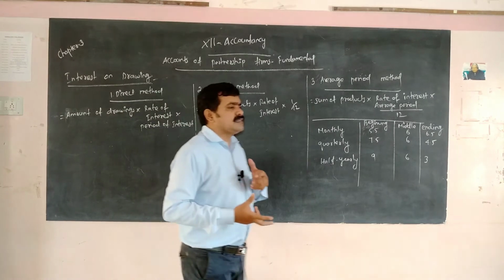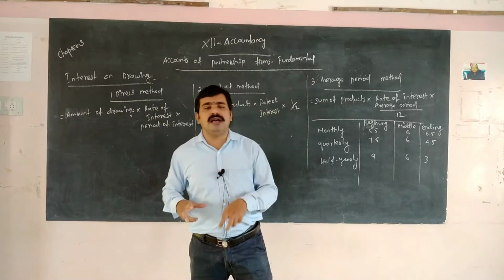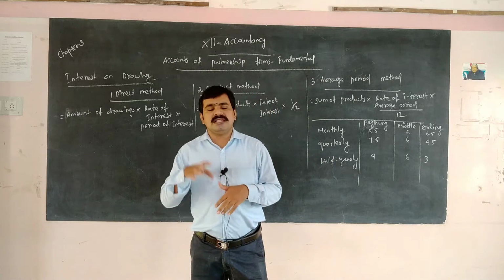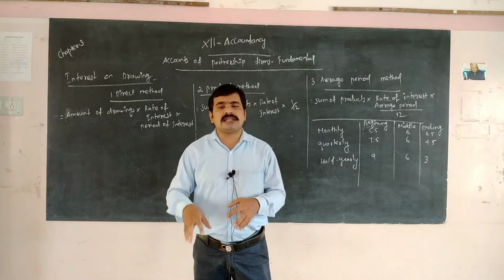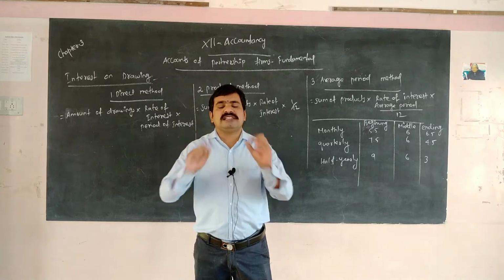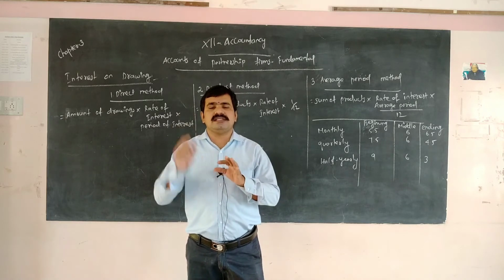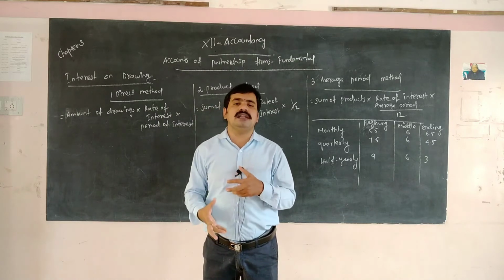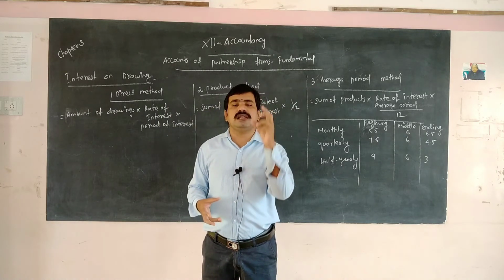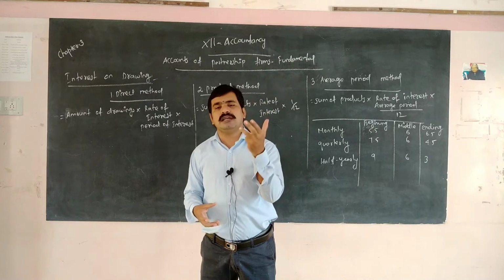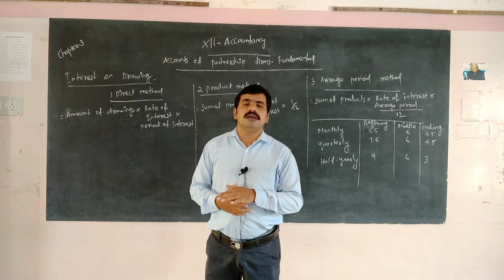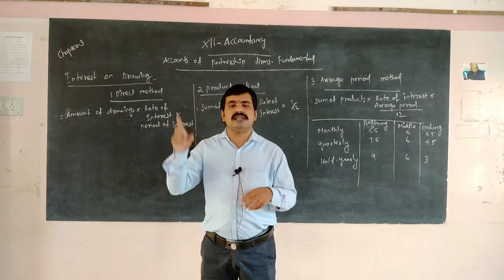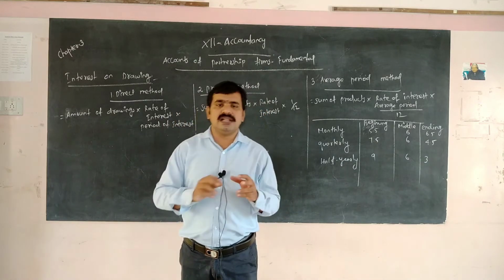Sometimes the problem does not give the date or the period of interest. In this situation, you have to take 6 months, that is 6 by 12. In case the problem does not give the particular month or date of the drawing, you have to take 6 months. So that is the important thing.